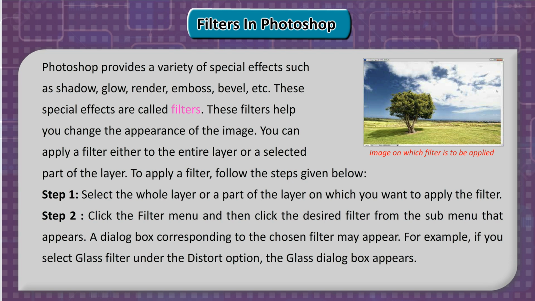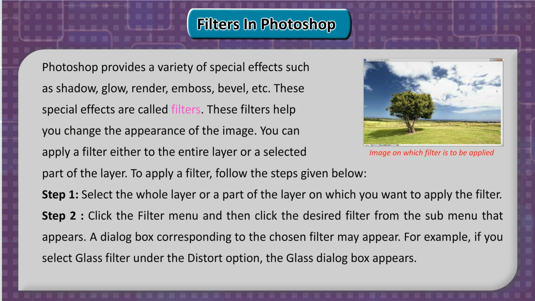Filters in Photoshop. Photoshop provides a variety of special effects such as shadow, glow, render, emboss, bevel, etc. These special effects are called filters. These filters help you change the appearance of the image. You can apply a filter either to the entire layer or a selected part of the layer. To apply a filter, follow the steps given below.